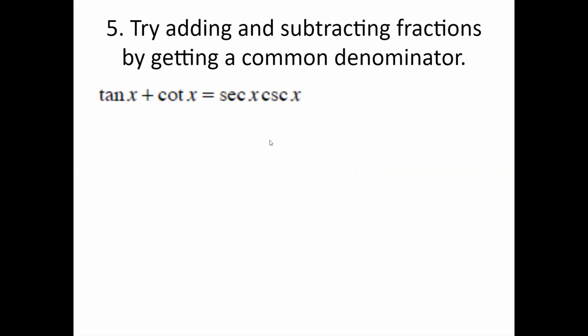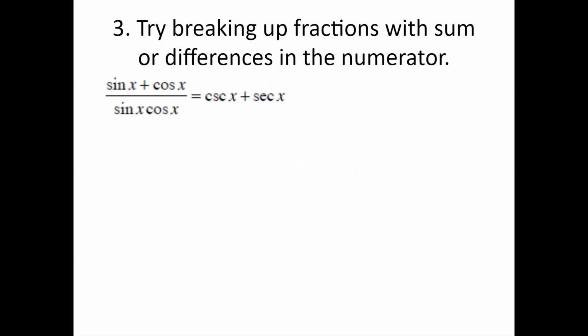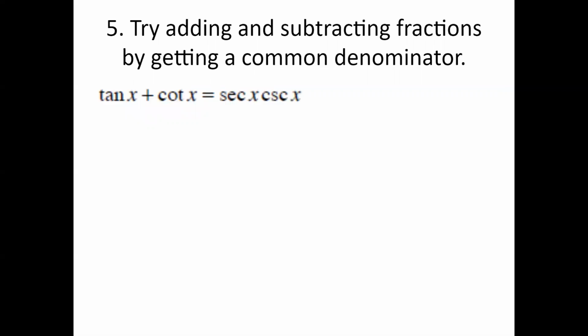All right, number 5. Try adding and subtracting fractions by getting a common denominator. All right, so we just talked about pulling fractions apart in this guideline, because on the right side, we had 2 things being added. On the left side, we had just 1 thing. So we broke it up into 2 things being added to make it look more like the right side. Okay, here we have on the left side 2 things being added. And then on the right side, we have 2 things being multiplied together.